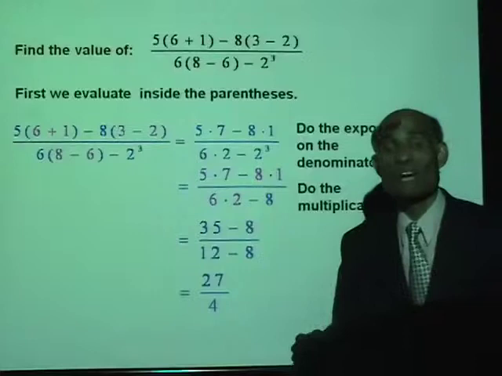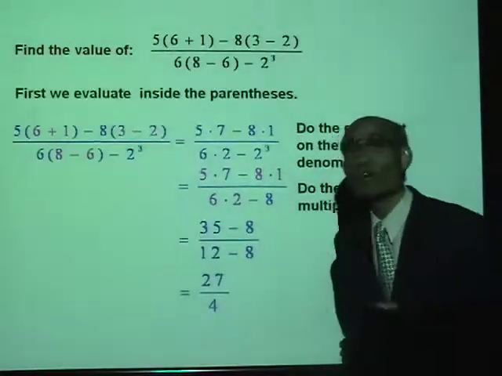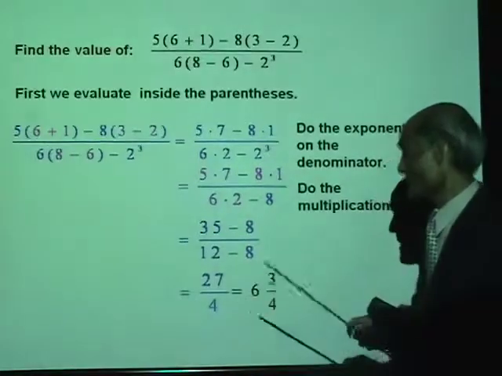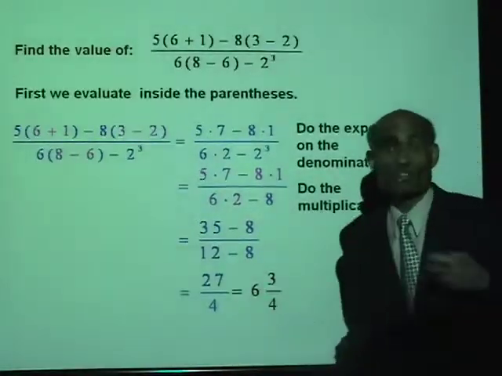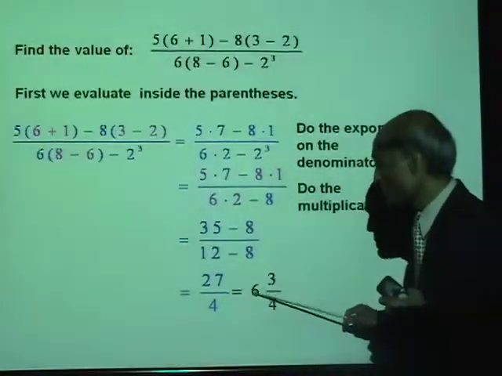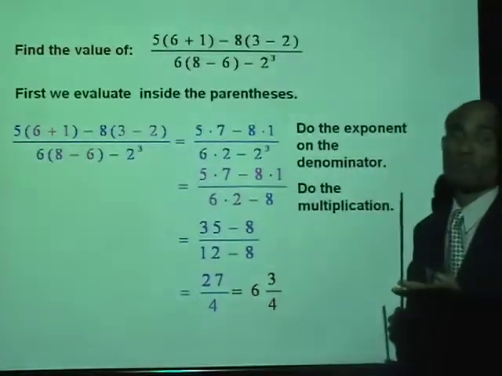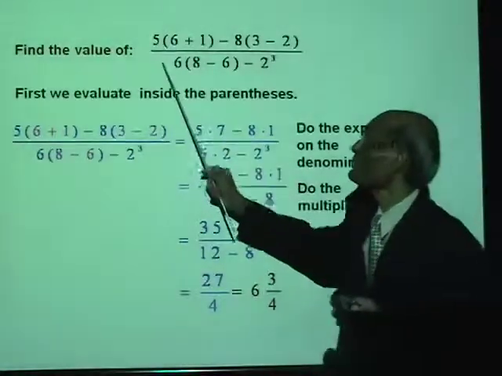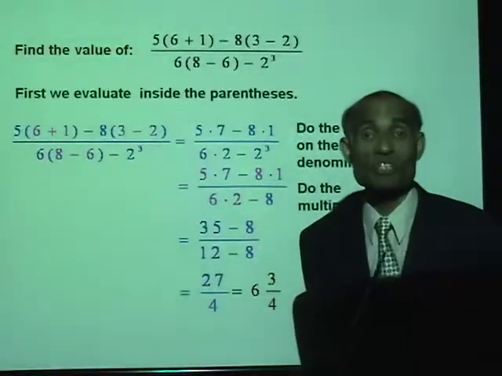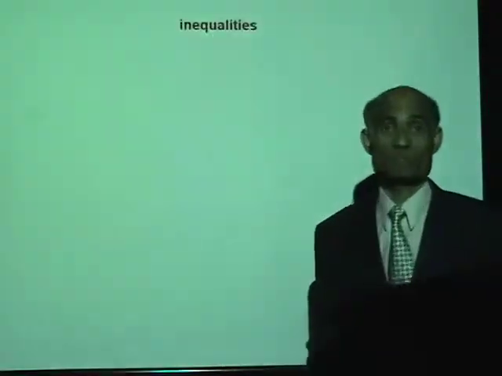And how do you write that using mixed numbers? How many 4s will go in 27? Well, that is 6 4s. 6 4s are 24. Remaining 3. So that will be 6 and 3 over 4 is the answer. Okay, you must practice these kinds of problems. Now go to the homework as soon as you finish watching this lecture and do some more of these.